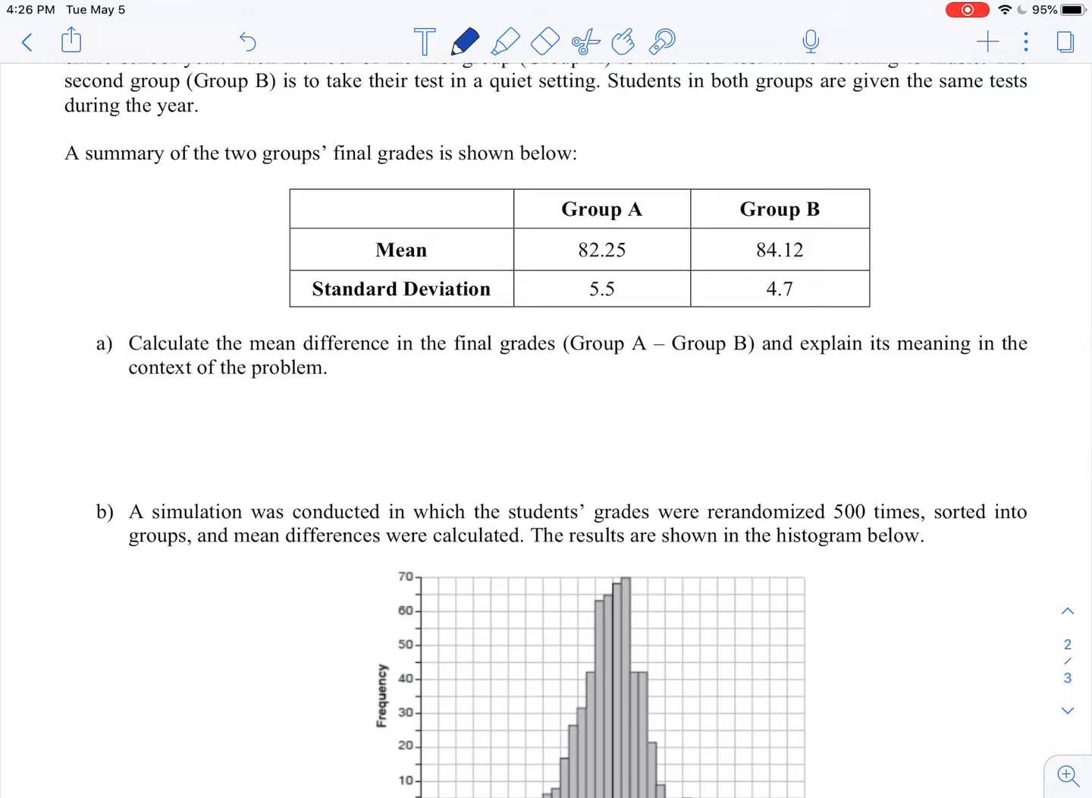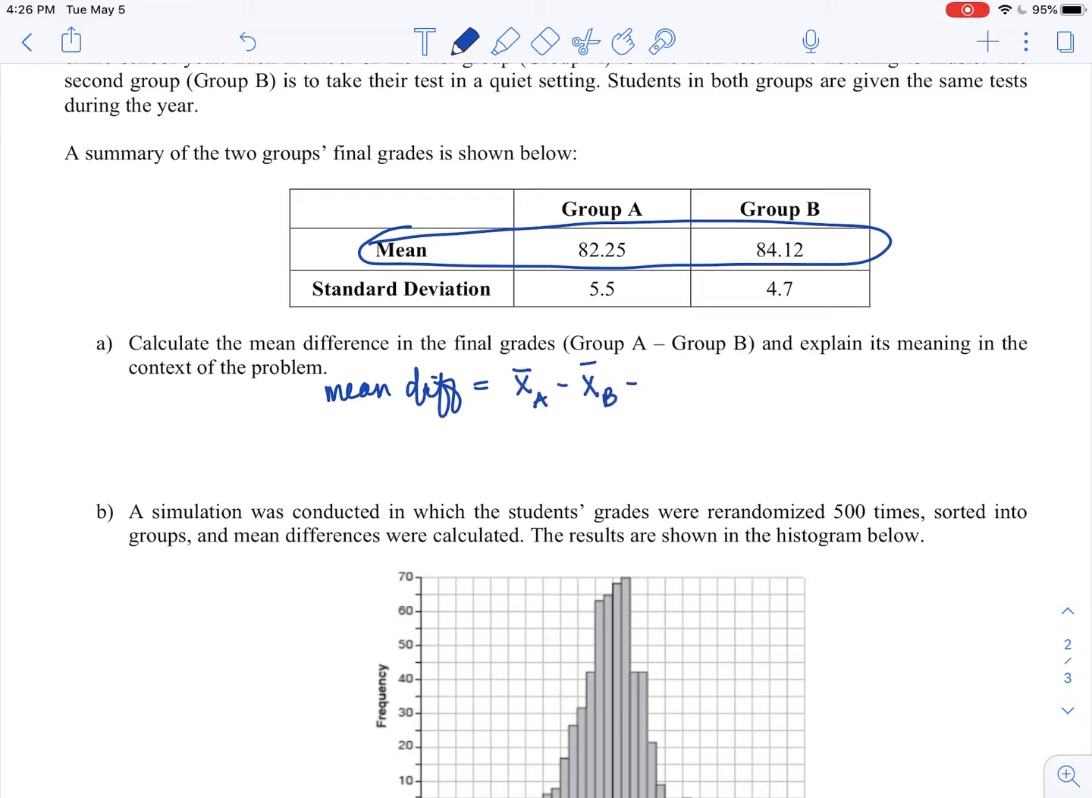So what we're going to do, it says calculate the mean difference in the final grades, Group A minus Group B. The means of Group A and Group B are right here. The standard deviation is not going to have any impact on this problem. Just focus on the means. The mean difference, specifically Group A minus Group B, so X bar of A minus X bar of B, comes out to be 82.25 minus 84.12. That comes out to be a difference of negative 1.87.